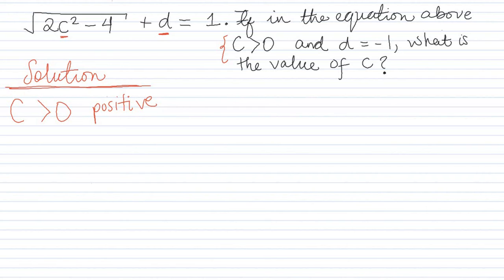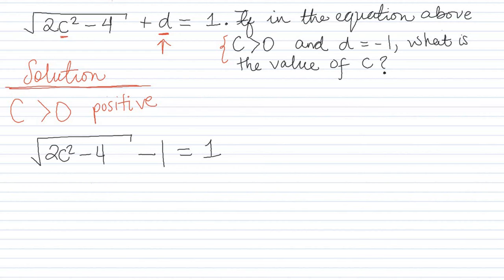So we already know that we have another variable in the equation, d, but they just said d equals -1. So what you just have to do is to rewrite this equation, but substitute d for -1. So you have the square root of 2c squared minus 4, minus 1 equals 1. What I did here is plus d, so that will be plus minus 1. So it's just -1. I don't have to write plus -1 basically.